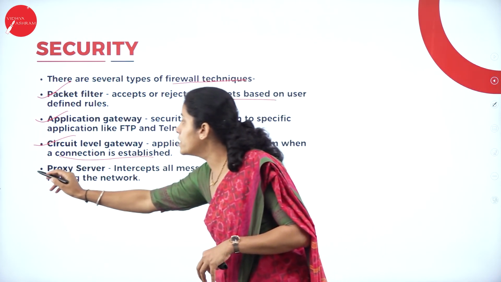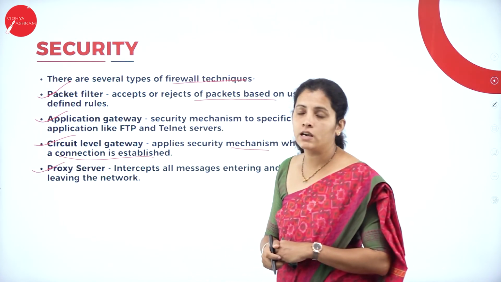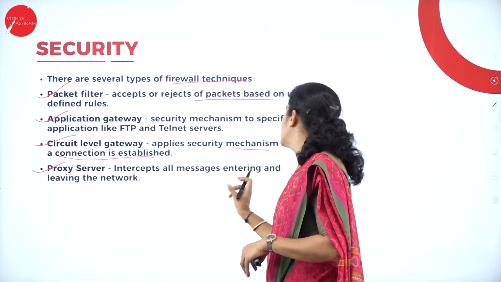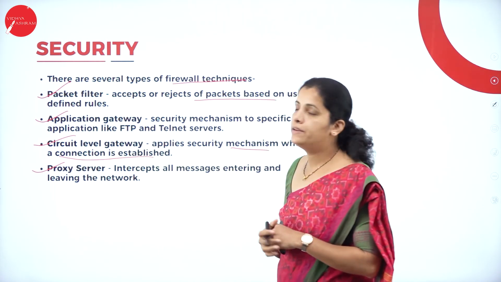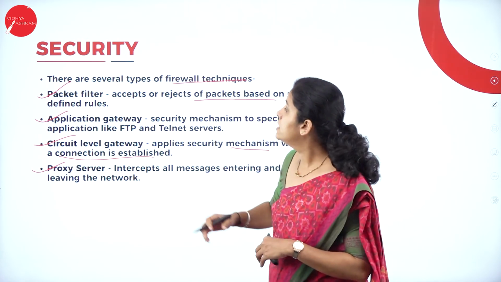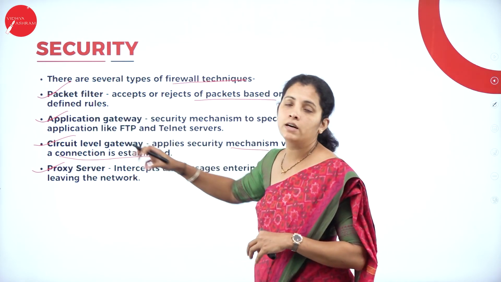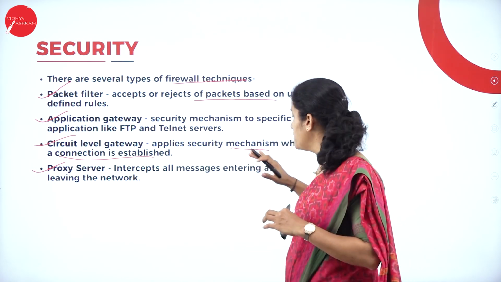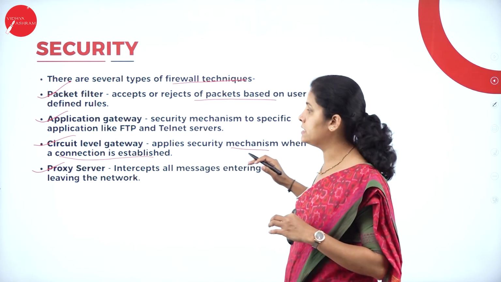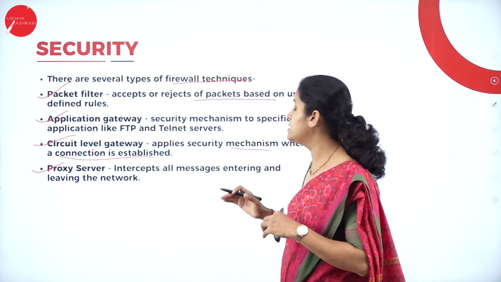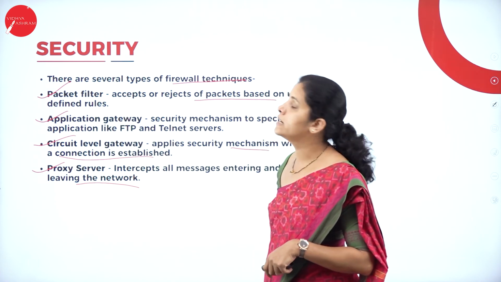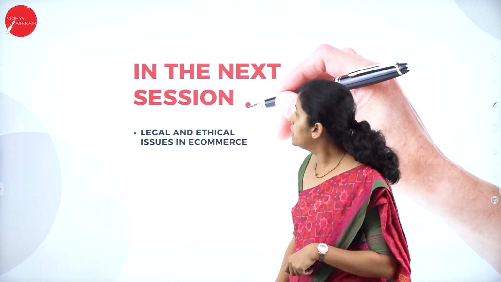And at the last, we are going to have proxy server. It intercepts all messages entering and leaving the network. That means the proxy server is going to intercept all the incoming and outgoing messages in the network. So these are the 4 different types of firewall techniques.